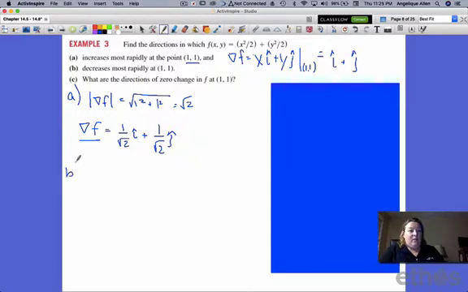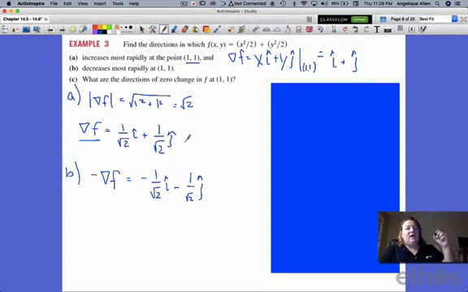Now, where it decreases the most rapidly would be the opposite of this, okay? So we want the negative gradient. And so decreasing most rapidly would just be taking our increase, our greatest increase, and multiplying it by a negative. And this would be the direction of greatest decrease. So it decreases most rapidly in the opposite direction that it increases most rapidly. So if going up is the steepest, then coming back down is also the steepest.